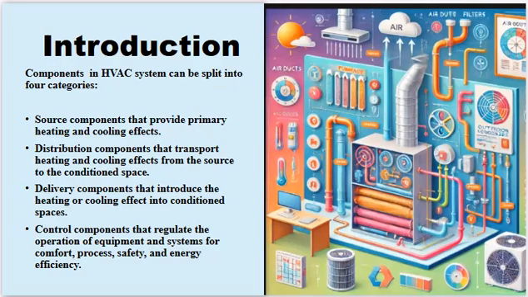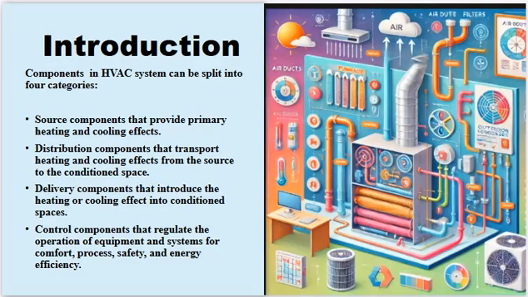Distribution components: once the heating or cooling is created, it needs to travel to where it's needed. That's where distribution components come in, like ductwork and piping, moving air or liquid through the system. Delivery components: these are the final step. Delivery components are what actually bring the heated or cooled air or liquid into your living or working spaces. Think vents, diffusers, or radiators that ensure you feel that comfortable temperature.